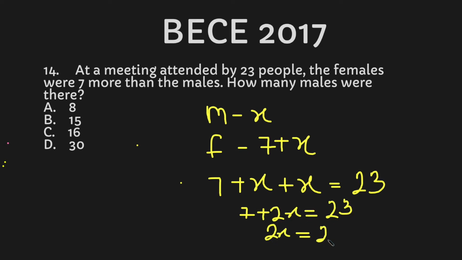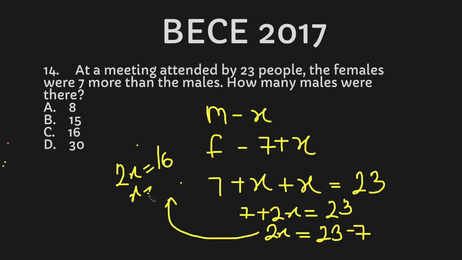Our next step would be 2x is equal to 23 minus 7. Our final answer will be x is equal to 8. That is, there are 8 males, and 7 plus 8, there are 15 females.